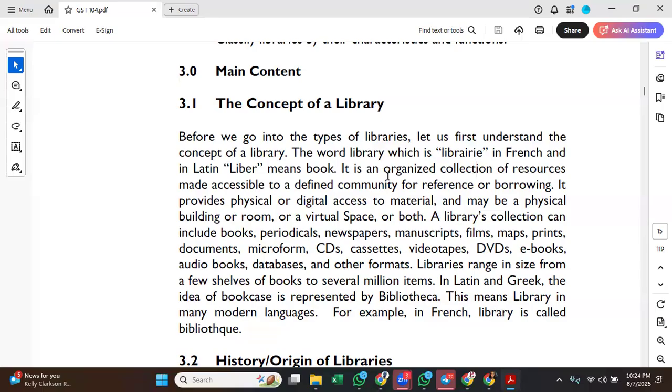For instance, in the school library, let's say in your secondary school, you have a very big library. That library is only accessible to what? A defined community. And what is that defined community? The students of that secondary school. I hope you understand the meaning of defined community. It's not like the National Library where somebody from just anywhere will just come and enter. Each of the libraries we have is only accessible to the people it was made for.